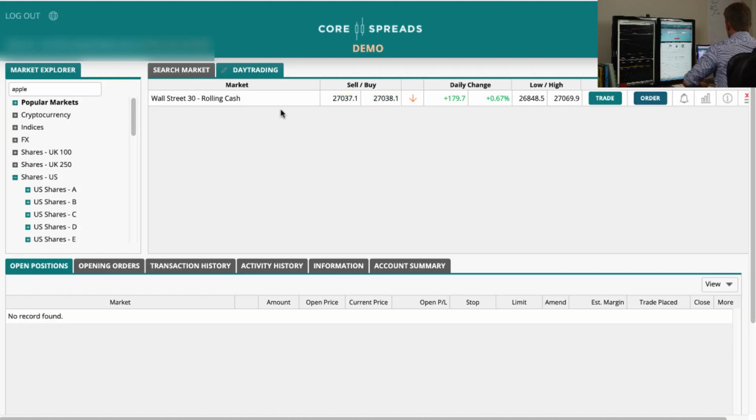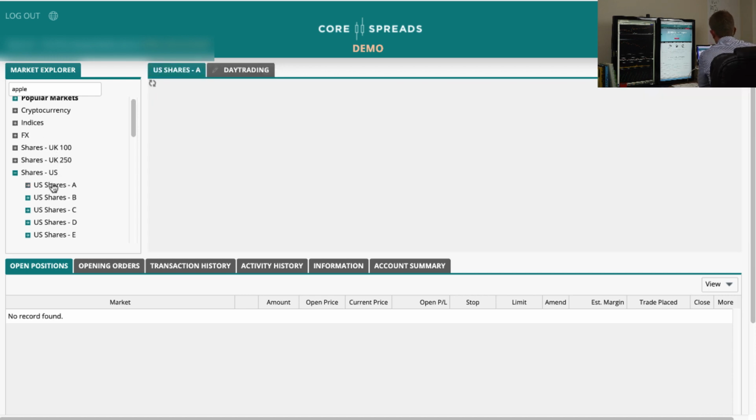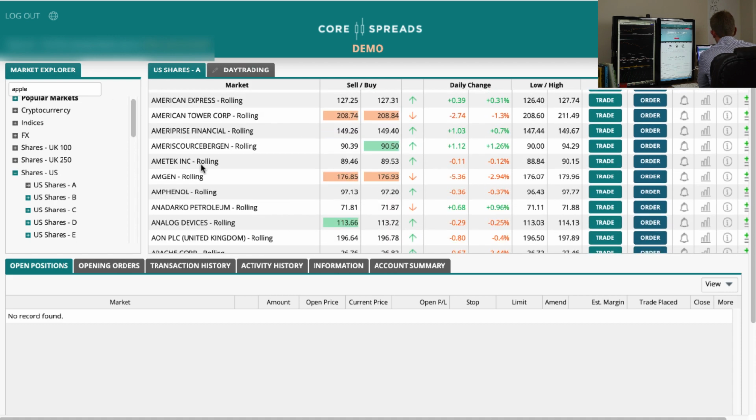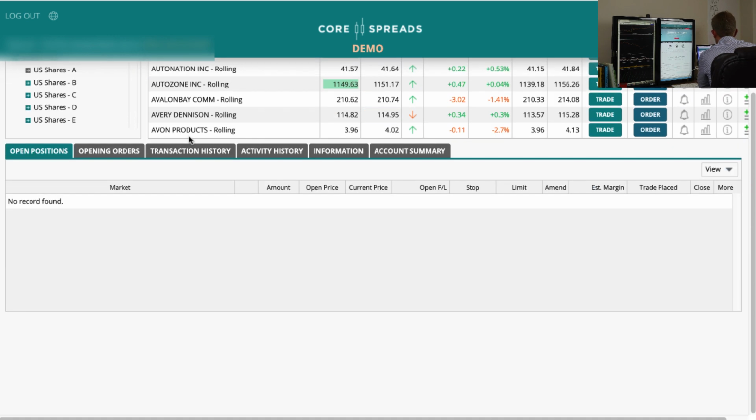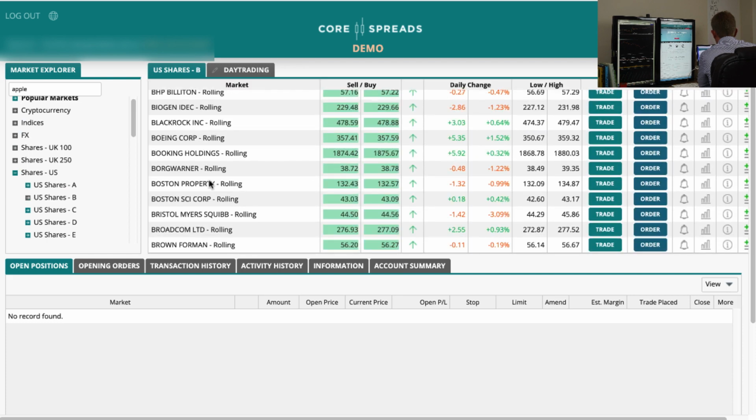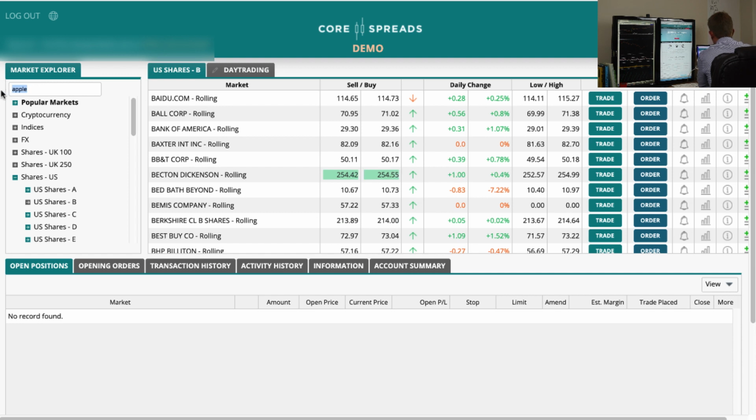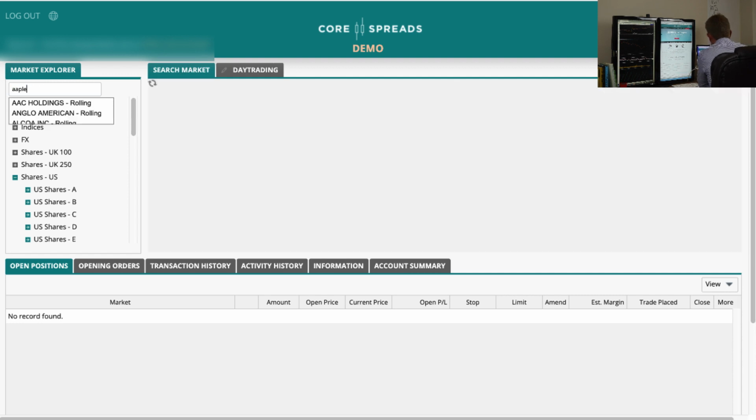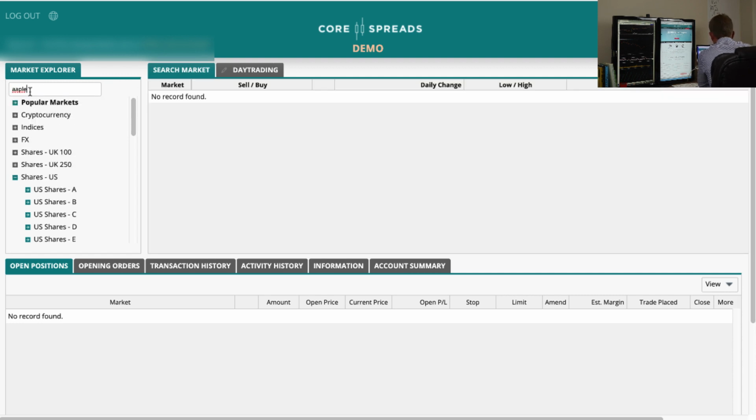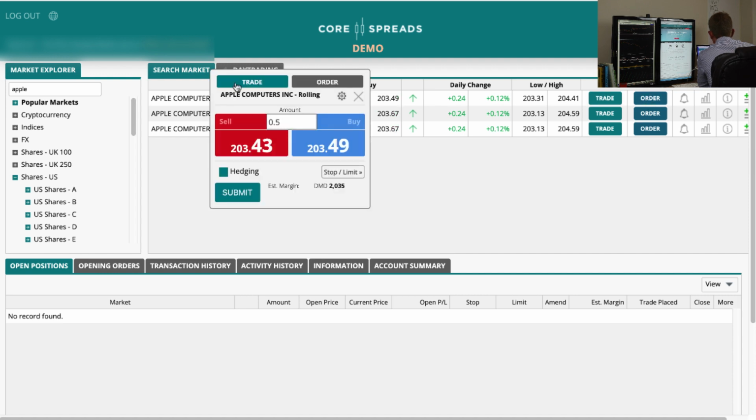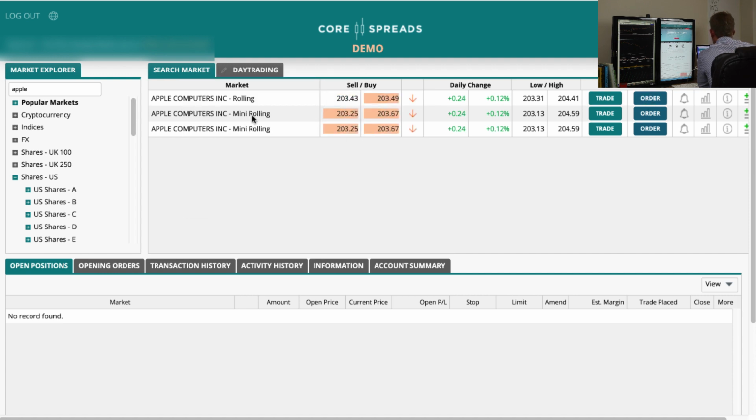All right, guys, so let's have a look at their mini markets. So normal shares, they offer plenty of normal shares. You can go through the Market Explorer and see the shares that they offer. Plenty. Got Alibaba, got American Express, and they're in alphabetical order, so you can scroll through and see what's what. Or you can go directly to the Market Explorer and type in what you're after. Let's say Apple. If you put in Apple correctly, you're going to get a few options. So you get your normal Apple, which is here, and you can bring a trade up. And you also get mini rolling as well.